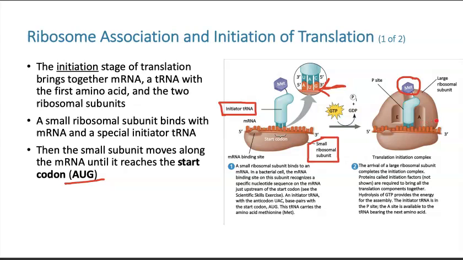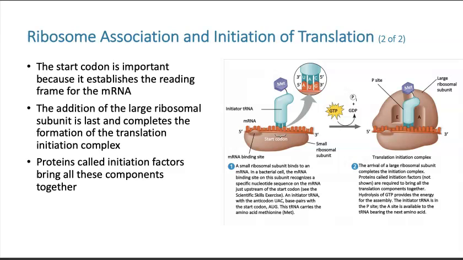The second step is where the large ribosomal subunit comes along, and it kind of hooks up to the small subunit so that the initiator tRNA is found in the P site. Okay, so that's the second step, the arrival of the large subunit.